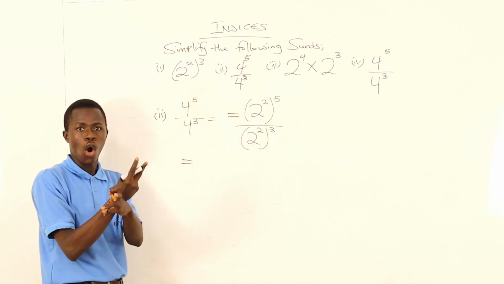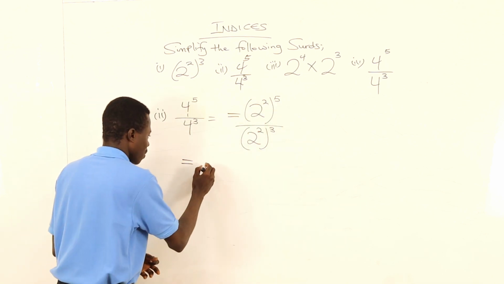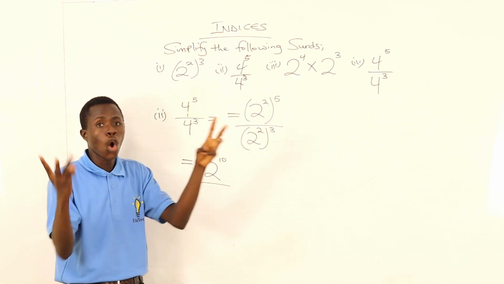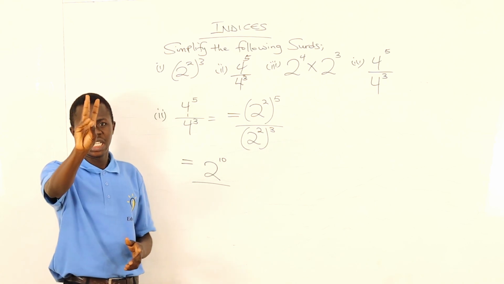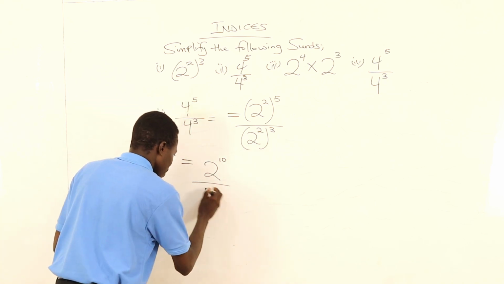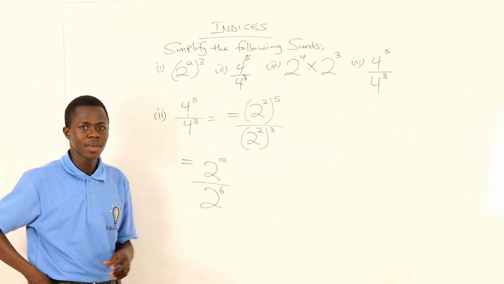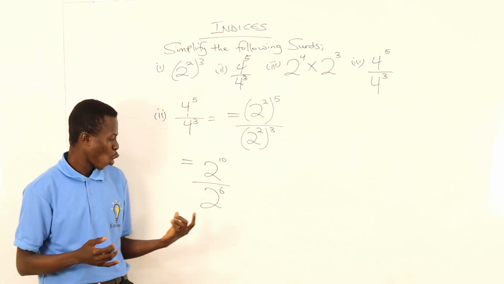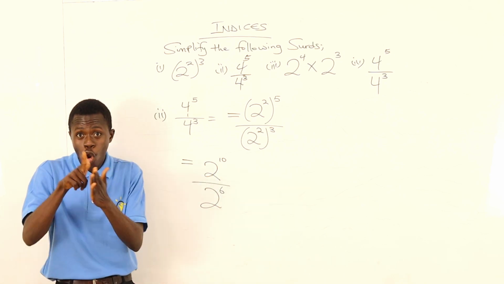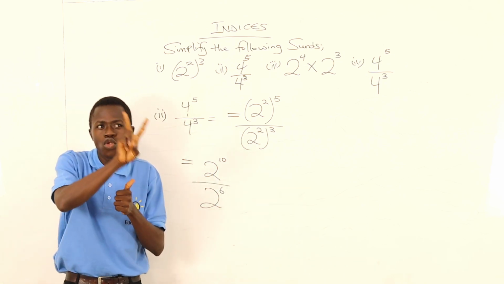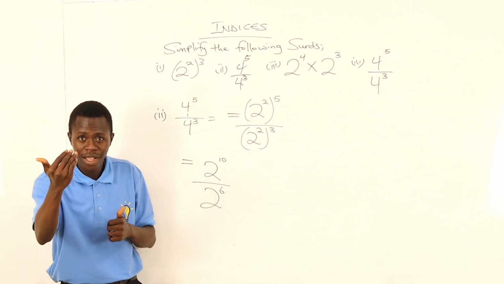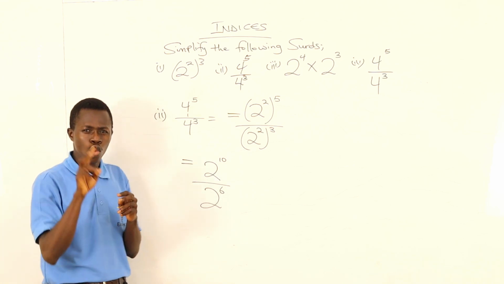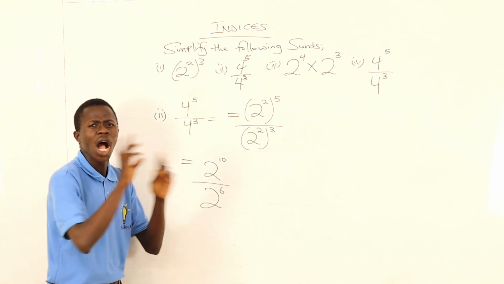So we are going to end up having 2 multiplied by 5, which gives us 10. So we are going to have 2 raised to the power 10. And then we can have 2 multiplying 3, and that answer gives us 6. So we are going to have at the denominator side 2 raised to the power 6. Right. So with this particular expression, then we can apply law 2. We can apply law 2 here because it resembles that of law 2.